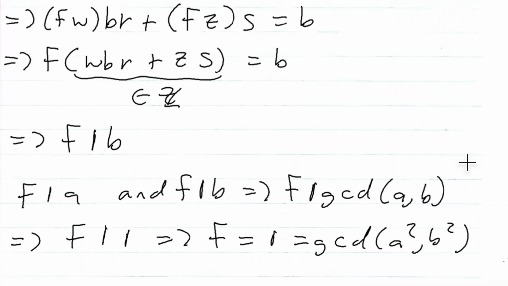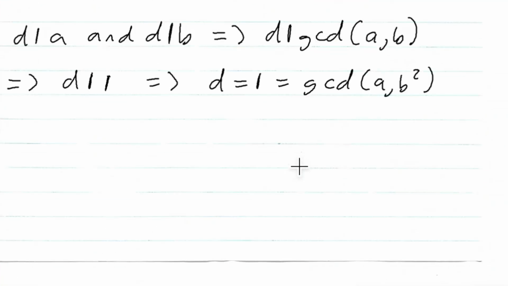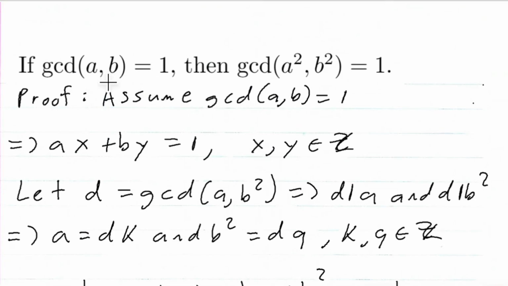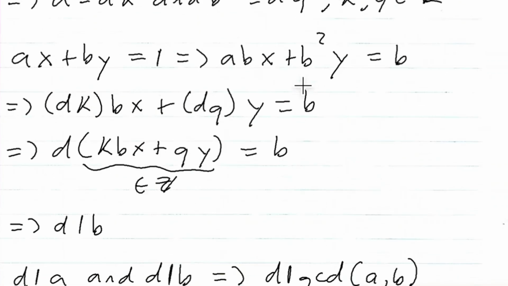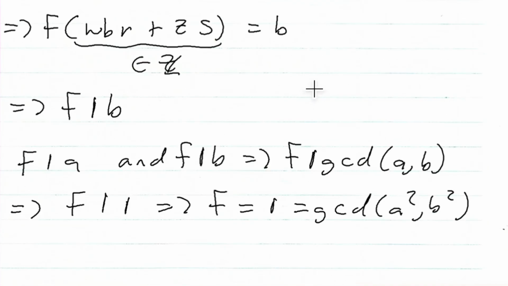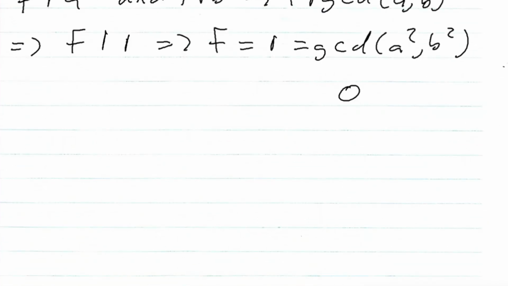So pretty neat proof, pretty long, but pretty neat proof. So we showed that if a and b are relatively prime, then their squares are also relatively prime. And that's pretty obvious, but I mean, that's an interesting thing to note. All right, and that's the proof. The proof is definitely not obvious though, right?